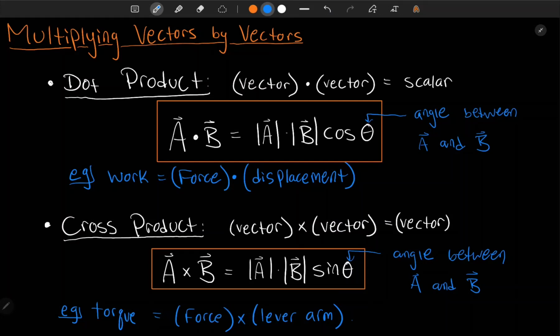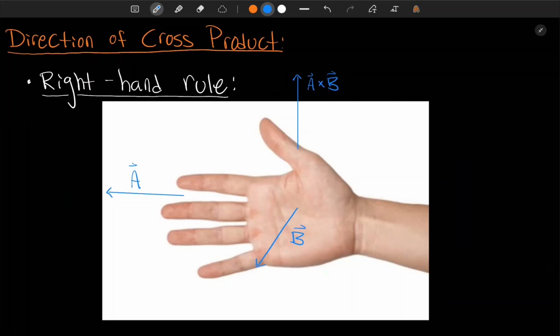So we know that torque is the force cross the lever arm that this force acts at the end of. And torque is a vector because it has a direction. So it's the cross product of two vectors. And you may be wondering, there is no direction on the right side of this formula. So why is it a vector? Where is the direction of this third vector? Well, there's a very useful rule when finding the direction of the cross product, and it's called the right-hand rule.